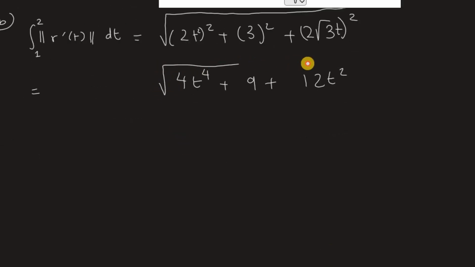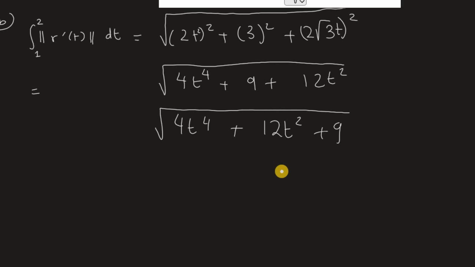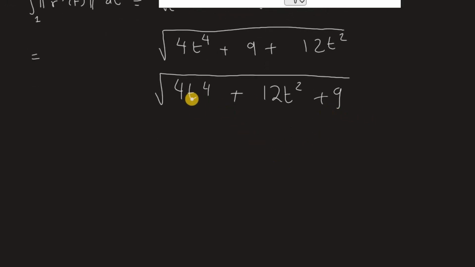And in this type of question, when you want to find the magnitude of r prime of t, you always need to make sure that there's a way to factor this so that you can remove the square root. You should be able to get this into a square so that you can cancel the square root with the square. So let's try to factor this so that you can cancel out the square with the square root. Okay, for this, the first step is writing this in order. So we're going to move this 12t squared in here and then 9, and now we can square root the whole thing.